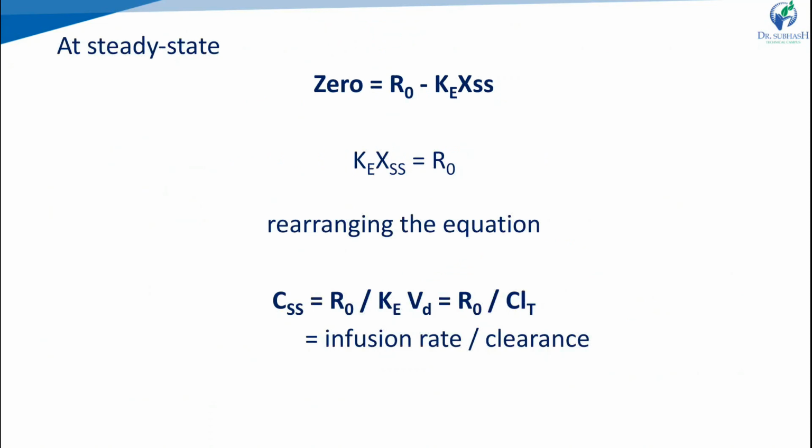So at steady state, the equation becomes dx by dt is equal to 0, so 0 is equal to R0 minus K into XSS. SS represents the steady state. So K into XSS is equal to R0. Rearranging and transforming the equations, we get CSS is equal to R0 upon K into Vd, or R0 upon clearance. So for the one compartment open model IV infusion, the steady state concentration is equal to the infusion rate divided by clearance, R0 upon clearance.